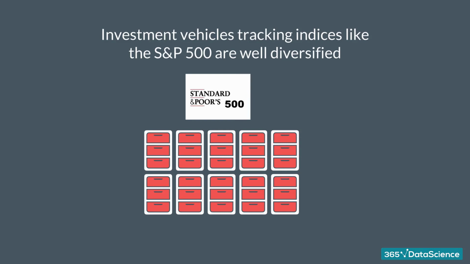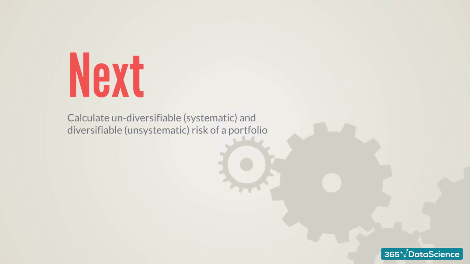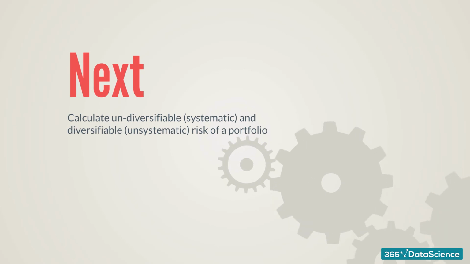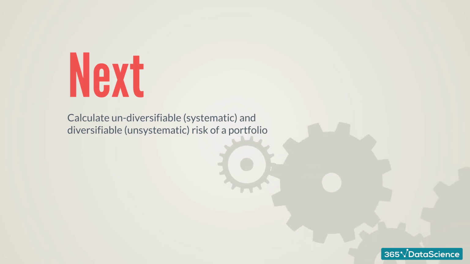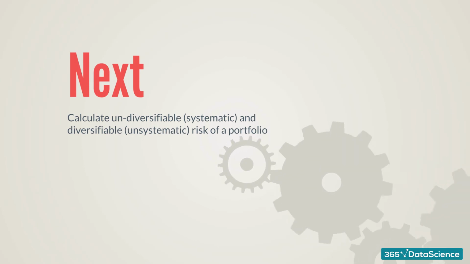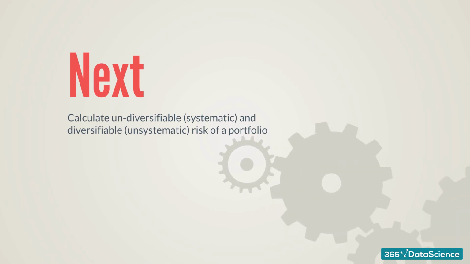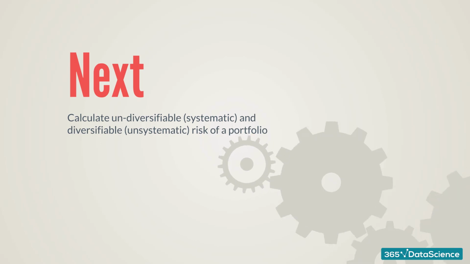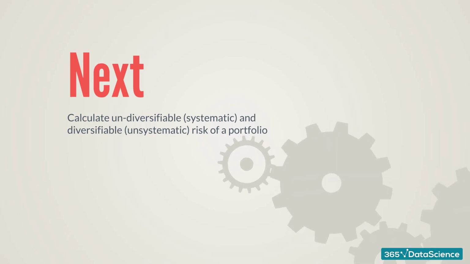Some institutional investors go even further and build portfolios of securities not from the same country, which should reduce the correlation between these securities even further and drive down the overall portfolio risk. In the next lesson, we'll try to calculate a portfolio's systematic and unsystematic risk. First, we'll do that for a portfolio of 2 stocks, and then we'll see how the overall portfolio risk changes when we add additional stocks.